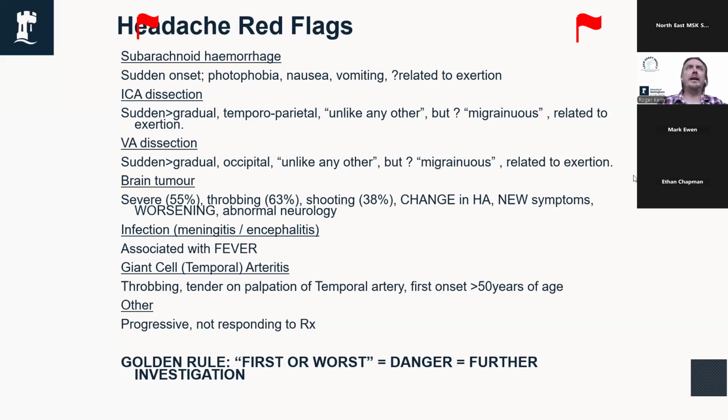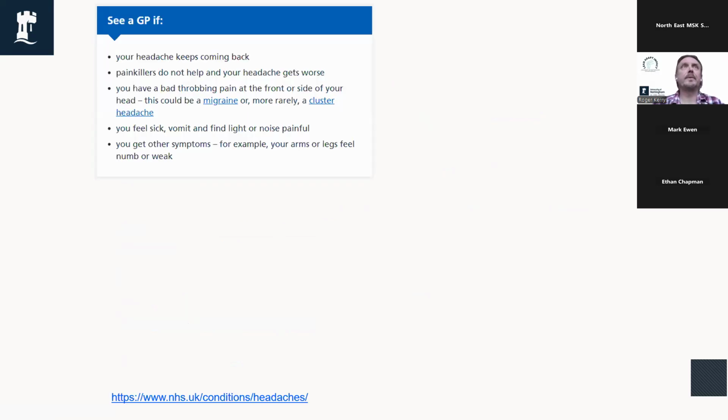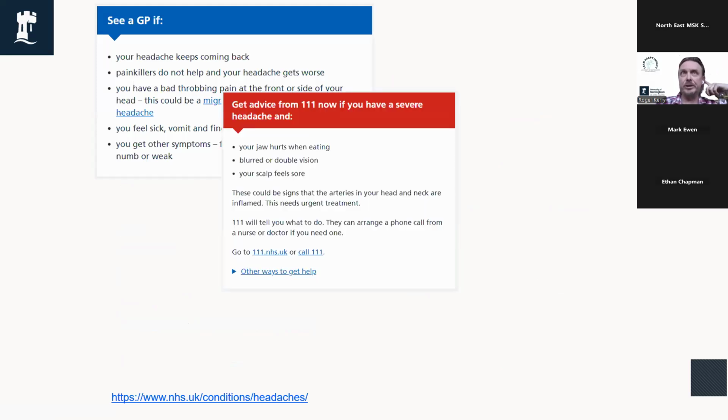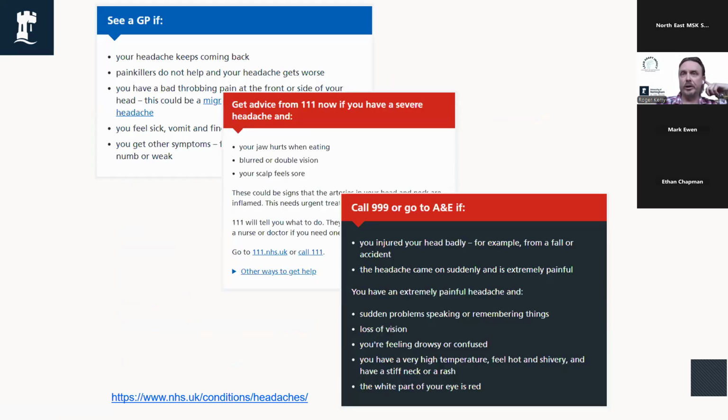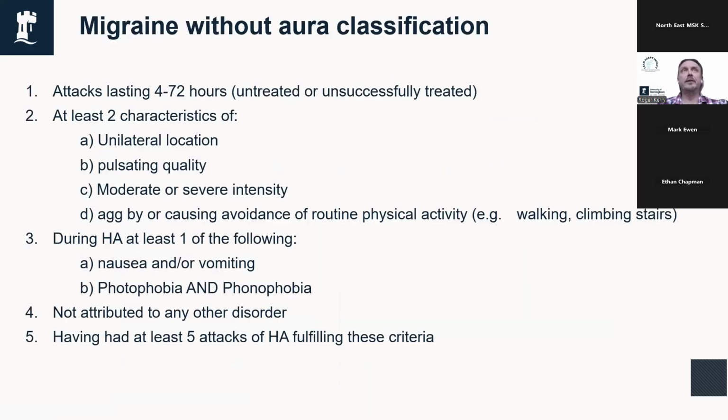And the red flags for headache, again, we've covered these already, but just to sum them up again: subarachnoid hemorrhage, carotid dissection, vertebral dissection, brain tumor, infection, GCA, and then other stuff that just doesn't respond to treatment. But first or worst. NHS has got some fairly good advice on when to see a GP or 111 or 999 in terms of headaches, but that ties in with what we've just said on the previous slide, but that's a nice resource there for you as well.